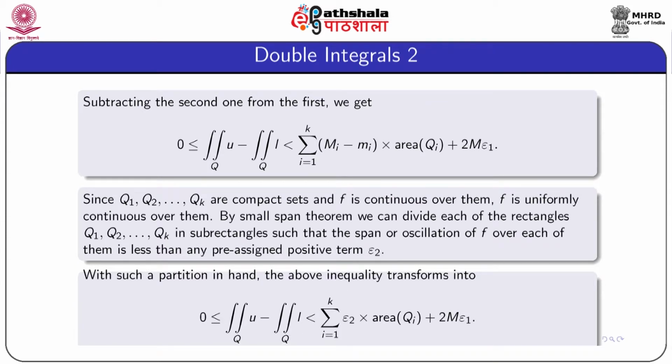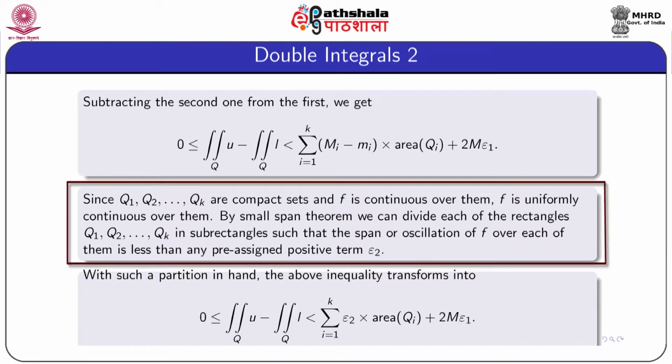Subtracting the second one from the first, we get that 0 is less or equal to the integral of U minus the integral of L, which is less than the summation from i equal 1 to k of (Mi minus mi) times the area of Qi plus 2M epsilon 1.